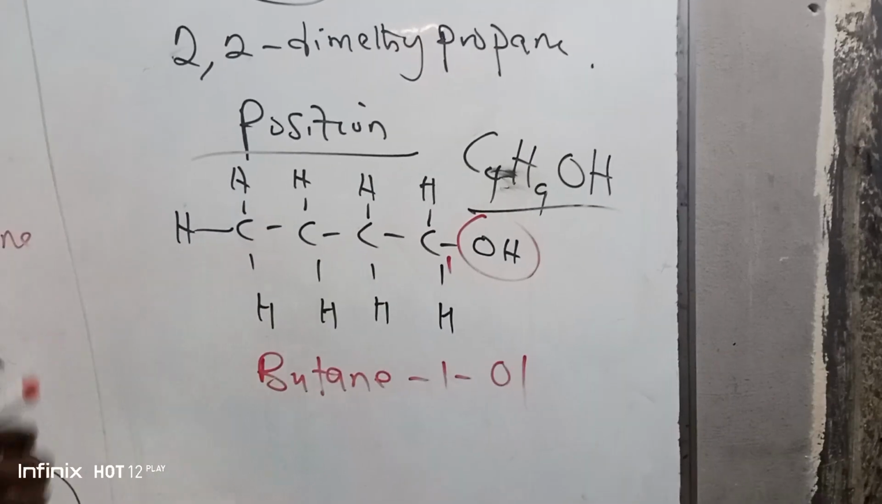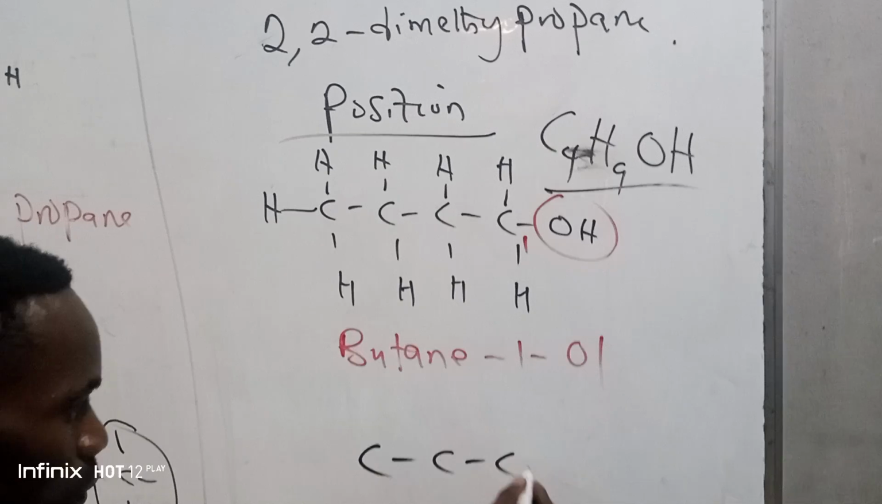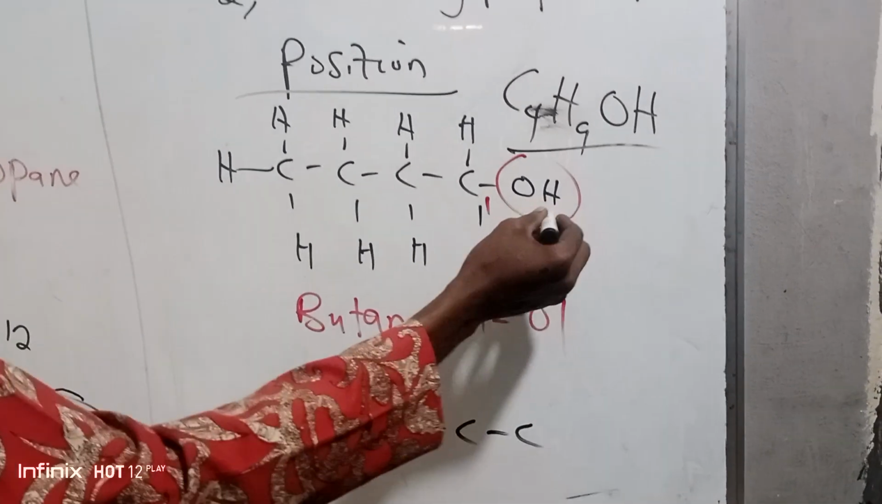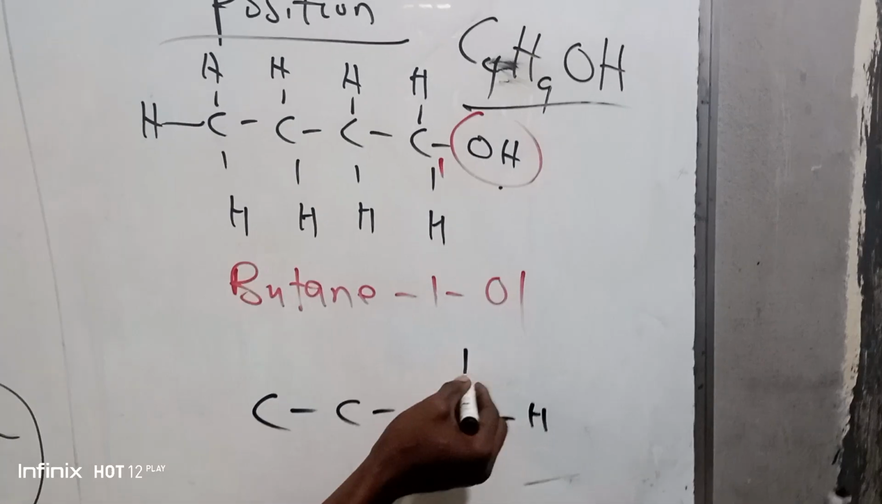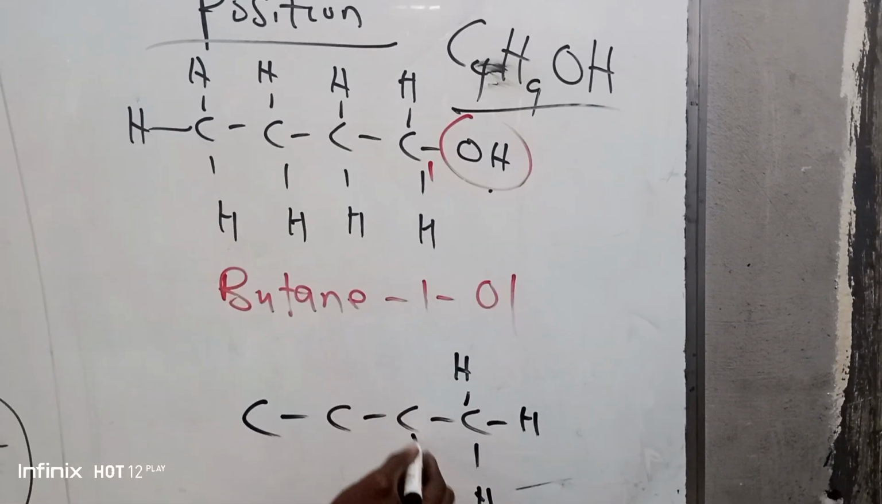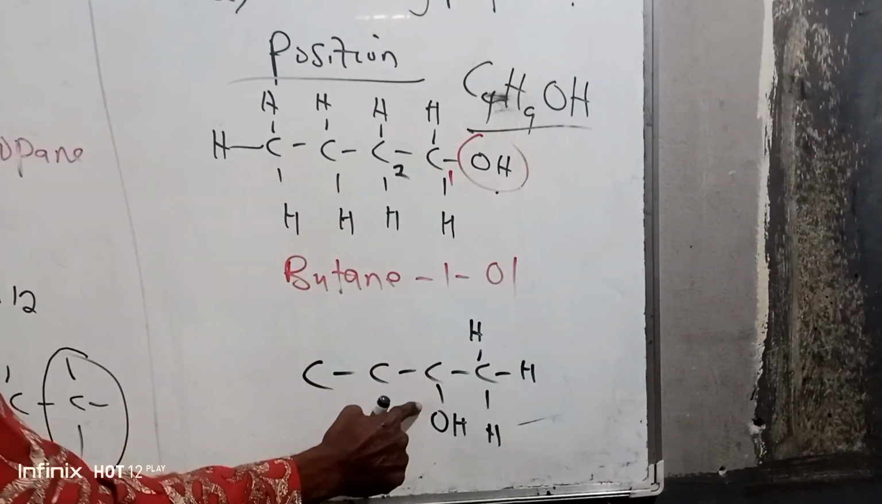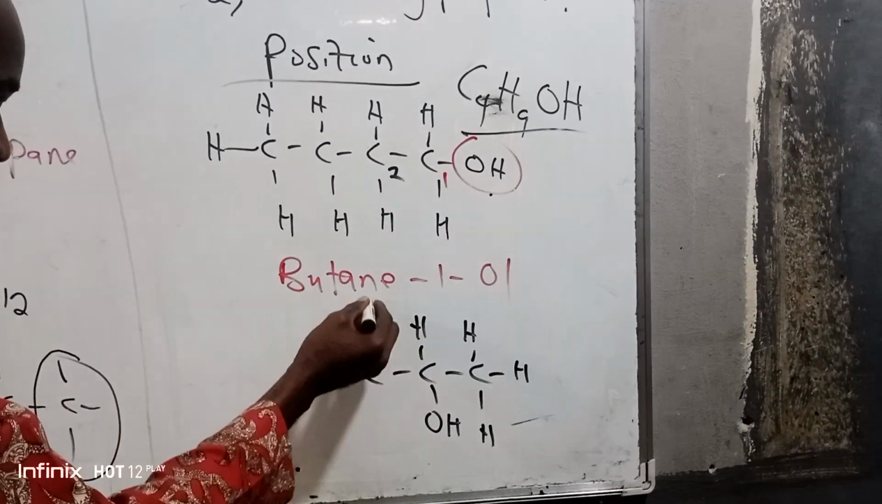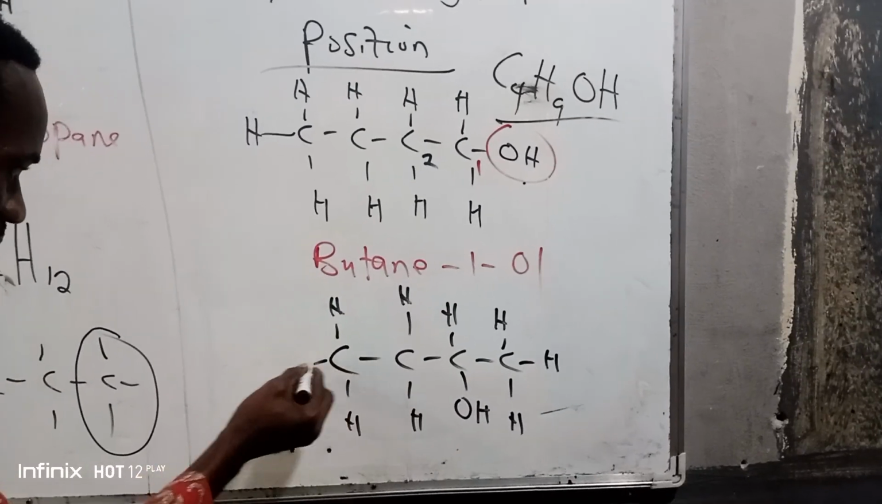Butan-2-ol is in the sense that the OH group is attached to carbon number 2. Now, this is an isomer of another one, butan-2-ol. 1, 2, 3, 4. Here, the OH group is shifted to the second carbon. I have H, H here, H here. Now, here I have the OH group. The OH has been shifted to the second carbon here. Here, hydrogen, hydrogen, hydrogen, hydrogen, hydrogen, and another hydrogen.